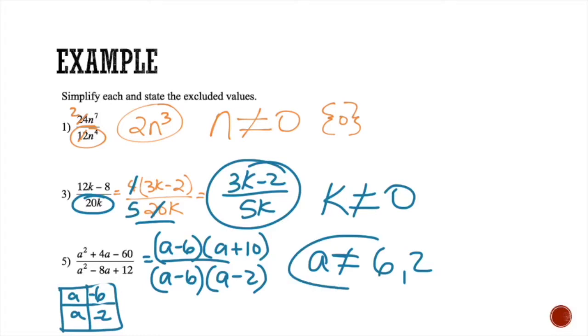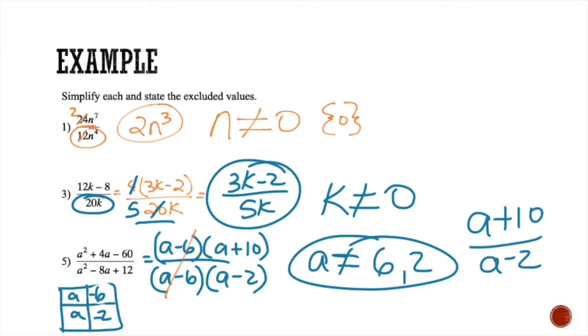Yes, but our answer, when these things cancel, is a plus 10 up over a minus 2. And that's the answer. Just circle it. Yes. Okay. You said only the denominator. That's correct. Only the denominator cannot be 0. The numerator is fine to be 0.